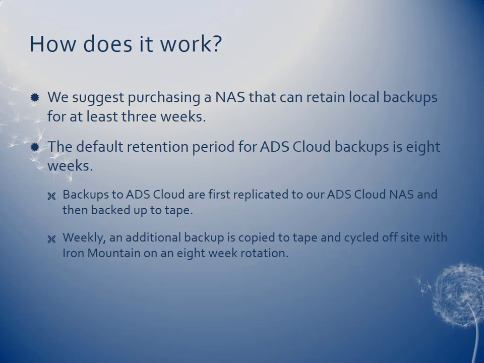And when the backups are stored to ADS Cloud, they're first stored on disk and then they're backed up to tape. In addition to that, weekly we back up everything in our cloud infrastructure on a different set of tapes, and those are cycled off by Iron Mountain on an 8-week rotation.